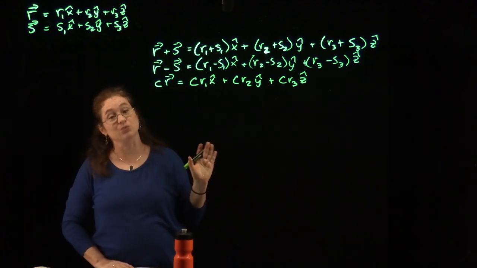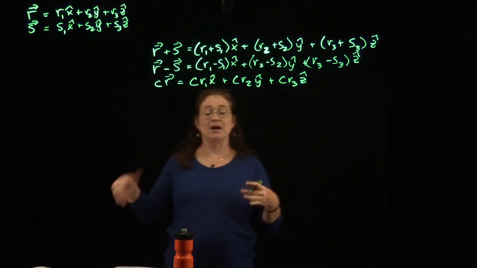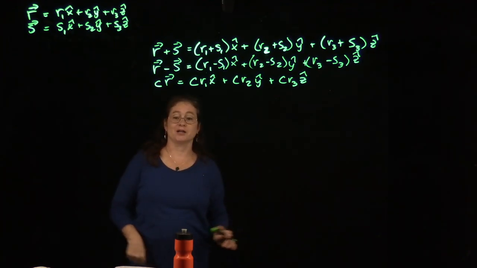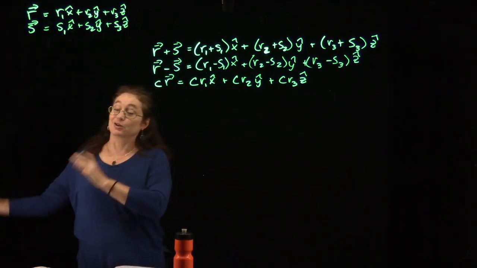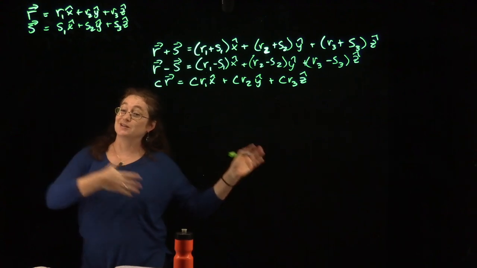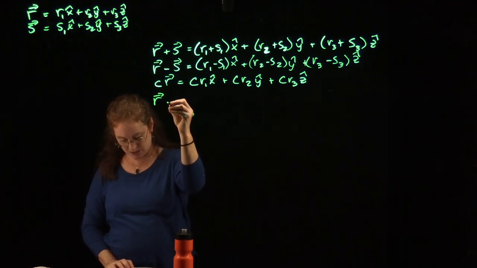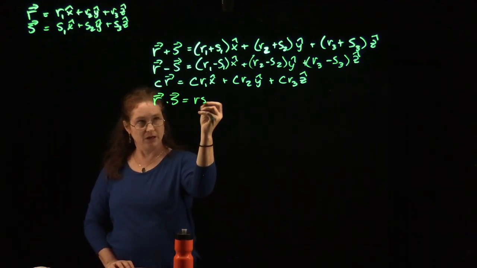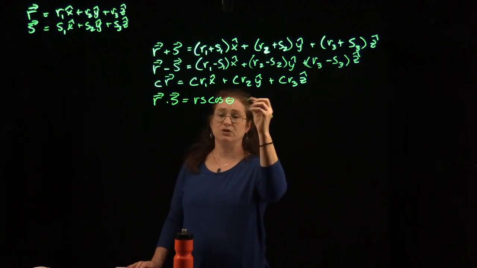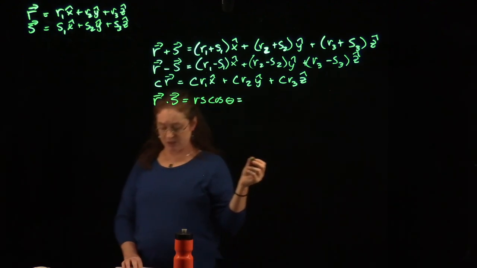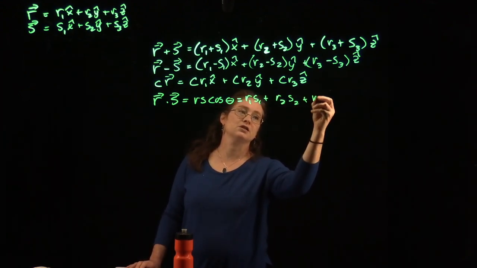We have two types of products we're going to talk about: the dot product or scalar product, and then the vector product or cross product. So the dot product or scalar product produces a scalar, and the cross product or vector product produces a vector. All right, so for the dot product, we have R dot S equals RS cosine theta, and I'll draw theta here in a minute. This is R1 S1 plus R2 S2 plus R3 S3.